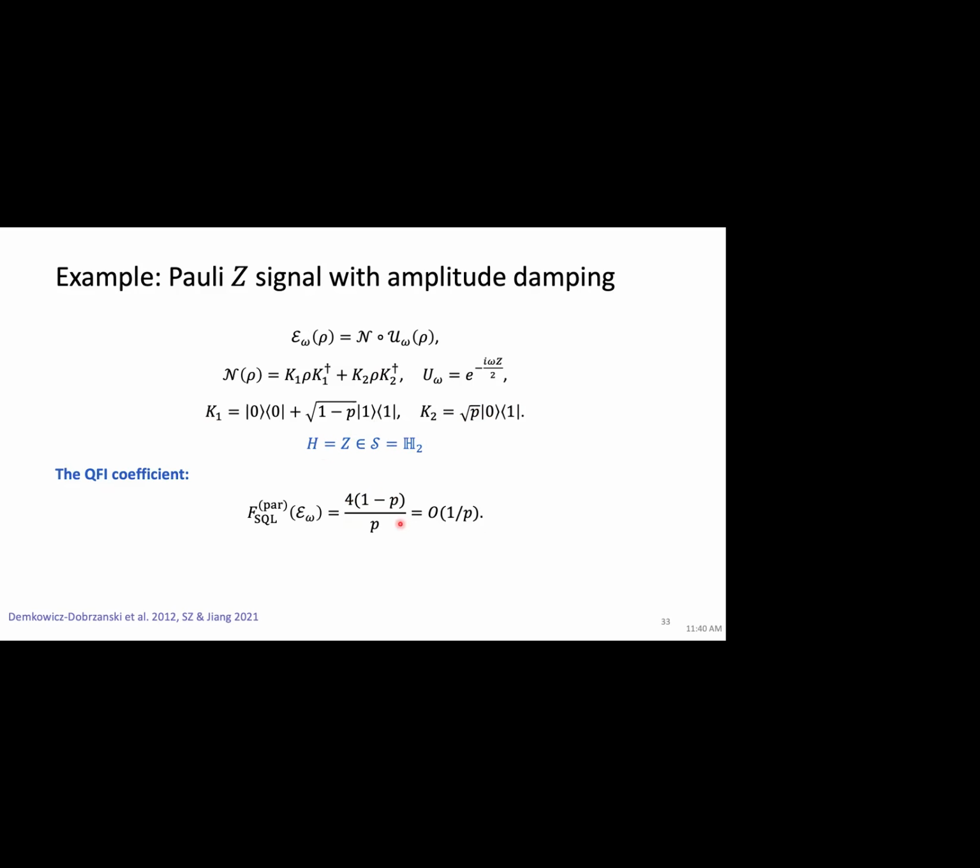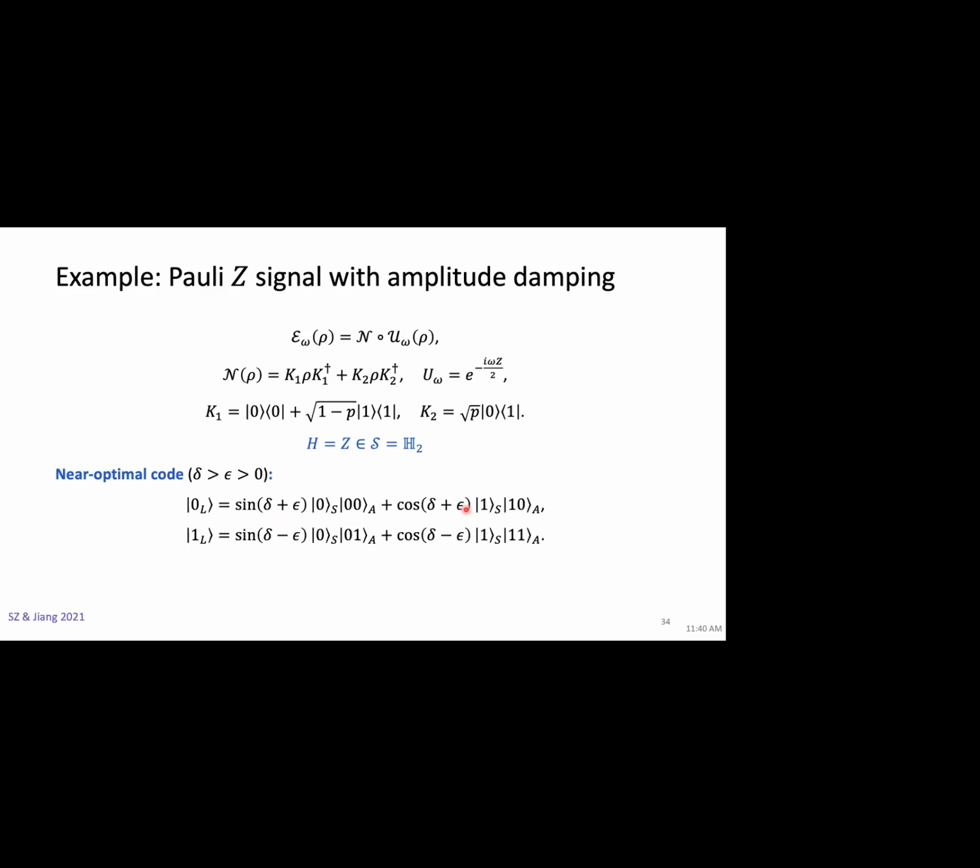One can see that this quantity just has the scaling of 1 over p when p is very small. So it explains the transition from HL to SQL. Basically, when p is very small, this SQL coefficient is going to be very large. And when p is 0, one goes back to the Heisenberg limit. So that explains why we have this 1 over p scaling here. And we can also find a near optimal code from the strategy I introduced previously.